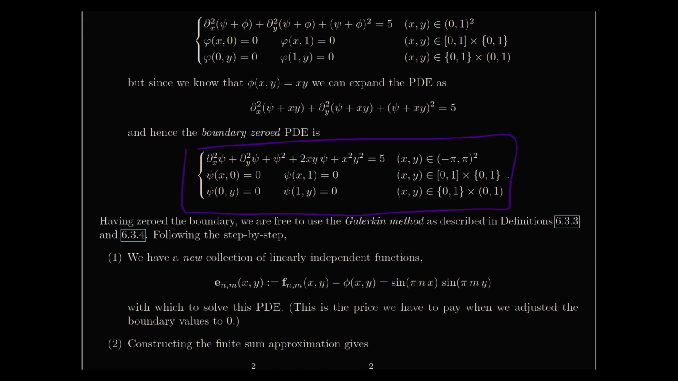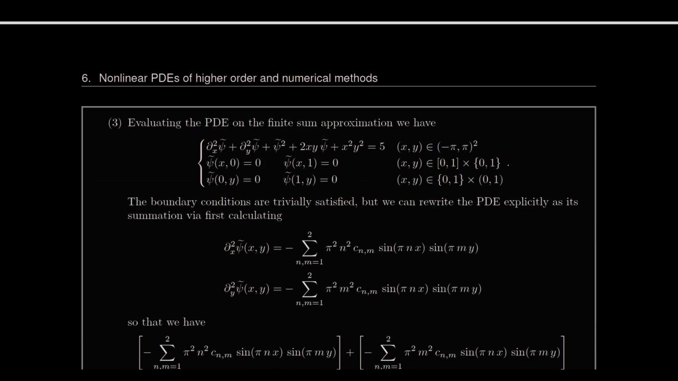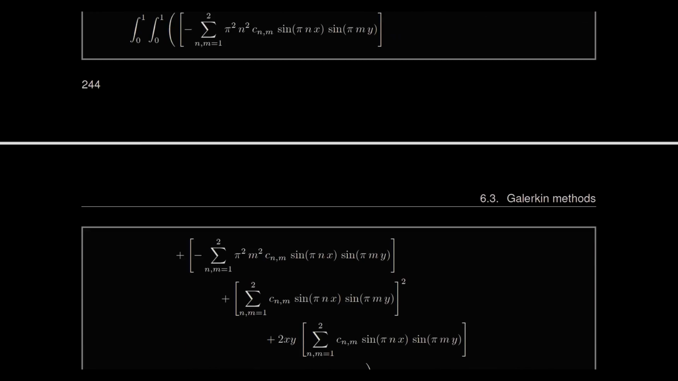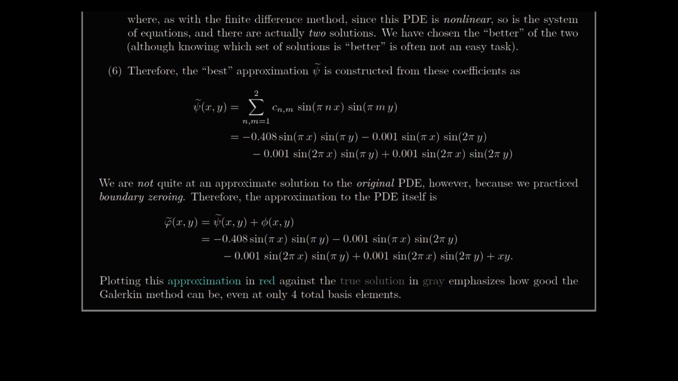To find the original PDE's solution, if we go back to our boundary zeroing proposition, the original solution is the boundary zeroed solution, which we approximated with Galerkin methods, plus that one extra term that meets all the boundary conditions for us. So we're going to take our Galerkin approximation, and we're going to add that term that gave us non-trivial boundary terms. That was xy.